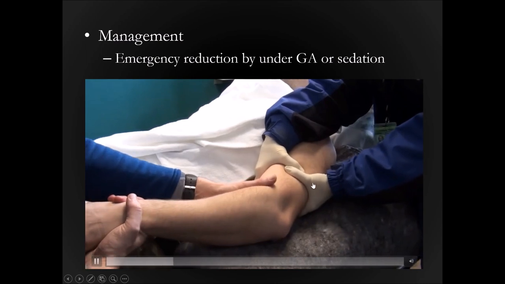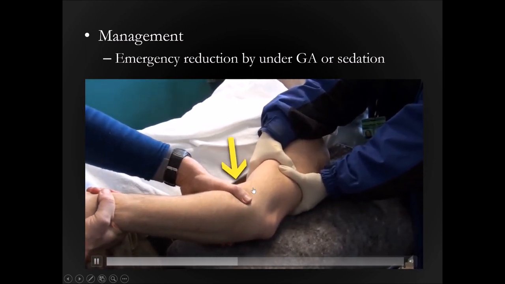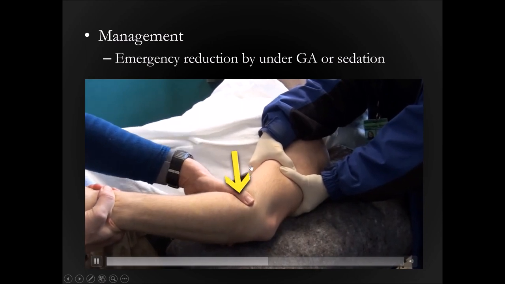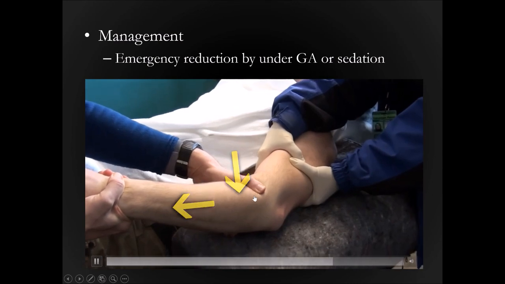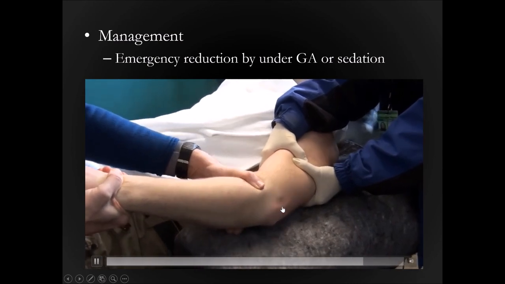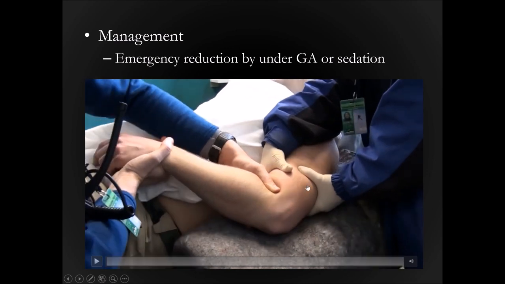The way to reduce that, you fix the proximal part. After you see the patient, you try to pull. At the same time, you push, okay? Push and pull, okay? Like that. You see this dimple? Click, okay? It goes back, okay? So this is the way to reduce the elbow dislocation.